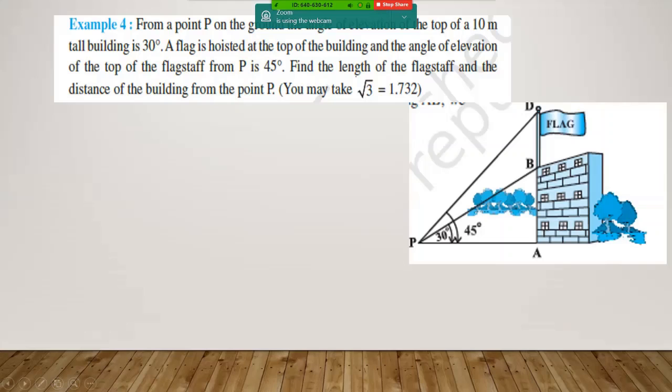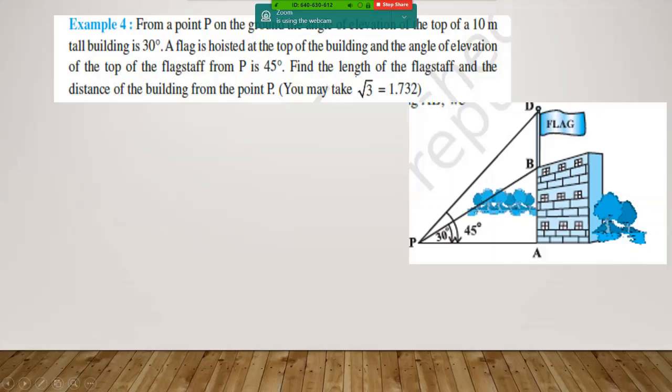Now going ahead to this, there the observer's height was given. Here again, another different sort of thing is given. Now from a point P on the ground, the angle of elevation of the top of a 10-meter tall building. Now, 10 meters tall means which one is 10 meters, children? AB. AB is the building, which is given as 10 meters tall. Now from P to this part, which angle is 30? This angle, angle BPA. So this is 30 degrees.